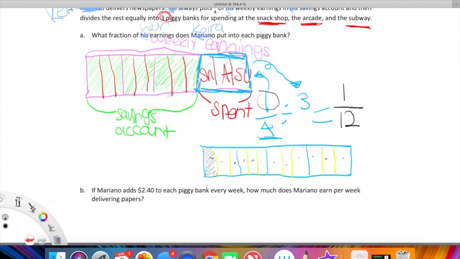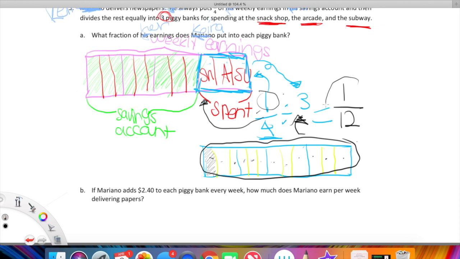Okay. So this tape diagram is equal to this expression. And this expression is supposed to be for this box. So the question asks us, what fraction of her earnings does Kira put into each piggy bank? So this is the answer, guys. Yay.